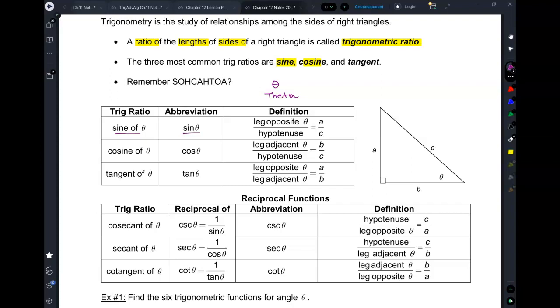This is not sin, it's sine, okay? So let's have some respect for these trig ratios here. So sine of theta. Theta is also the symbol that is most commonly used for an angle, okay?